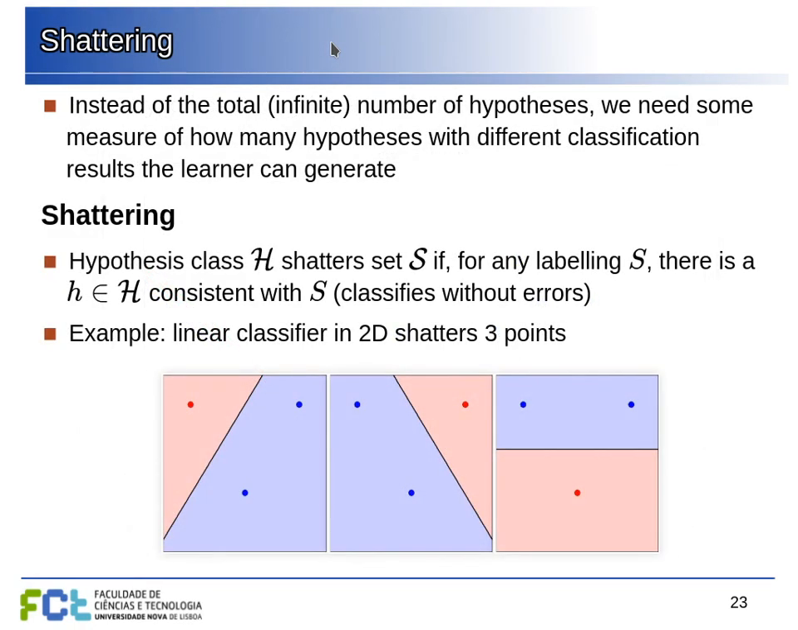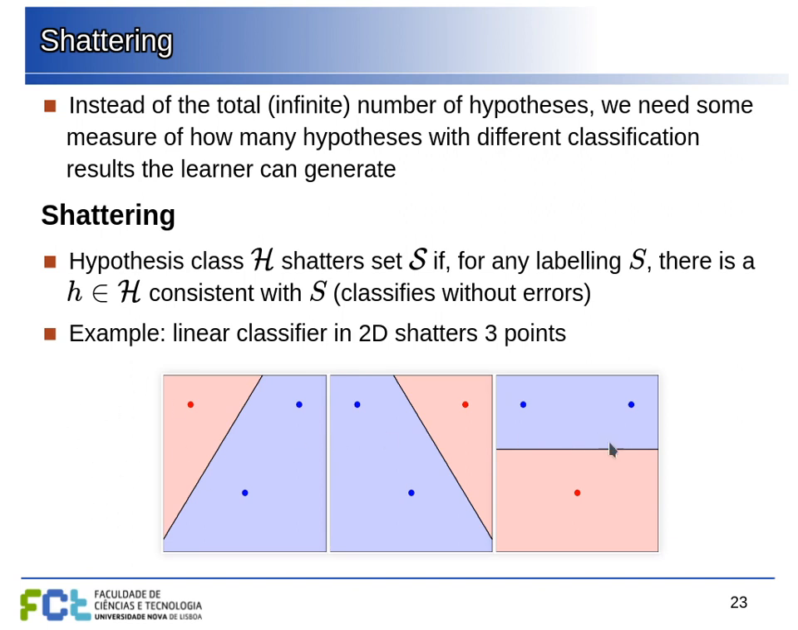So the idea here is that what we're going to measure on the hypothesis class is not the size of the hypothesis class, but the shattering power. So we can say that the hypothesis class shatters a set of points S if we can obtain a hypothesis from that class that is consistent with S for any labeling of S. For example, suppose that we have these three points. We say that a linear classifier in two dimensions shatters these three points if we can obtain a consistent hypothesis, one that can classify without errors the three points, for any possible labeling of the three points.